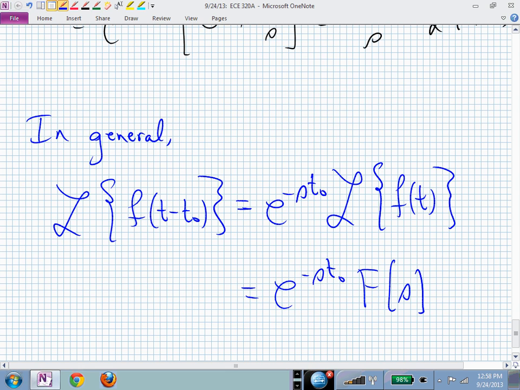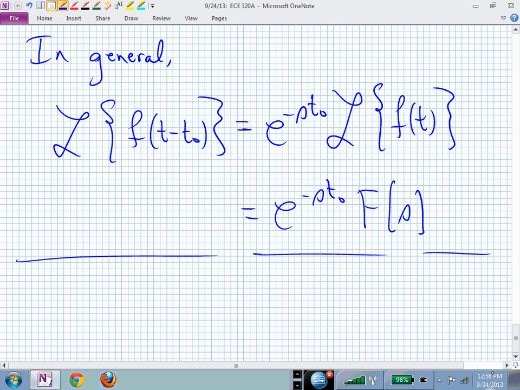And if somebody now delays a waveform, you can immediately write down the Laplace transform of that delayed waveform if you know the Laplace transform of the non-delayed waveform. It's just scaled by e to the minus s t naught. And that's a general result.